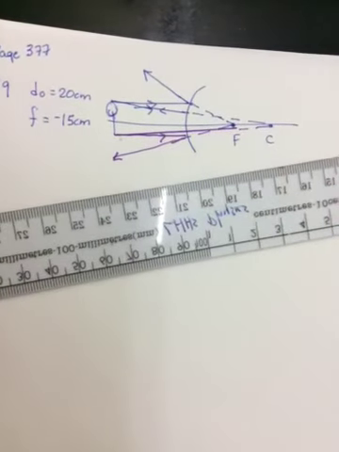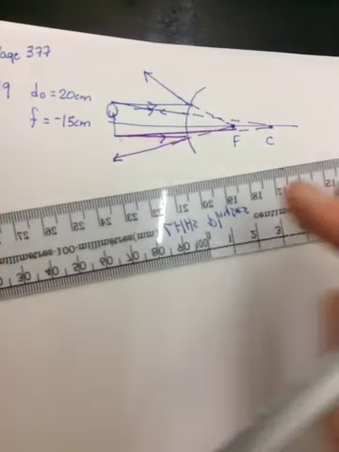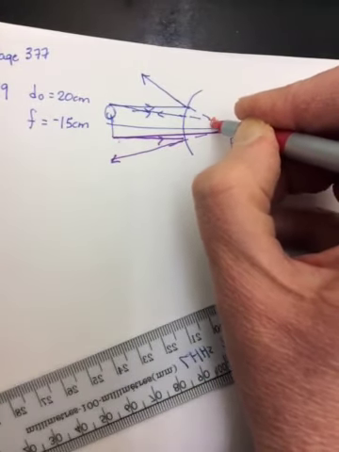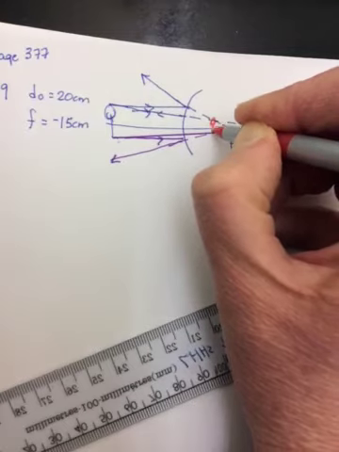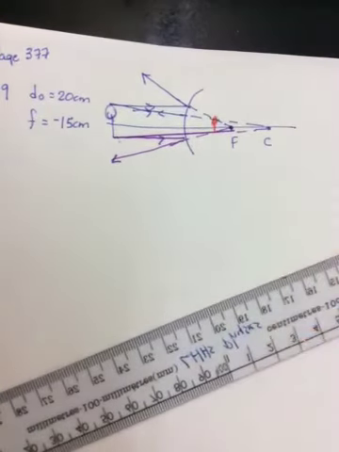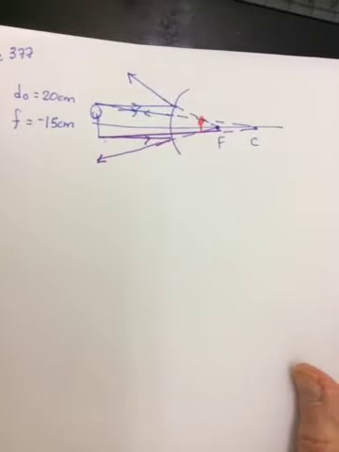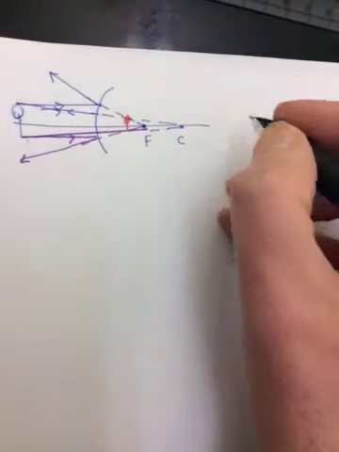Okay, and where will the image be? Where the blue cross, that's the head. Where the purple cross, that's the feet. Here's the little guy. He's not very big. And then they want you to also find it using the mirror equation.